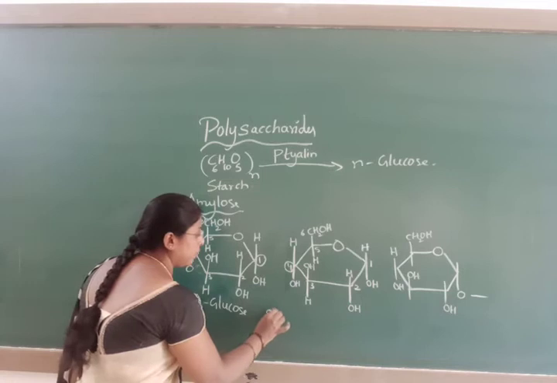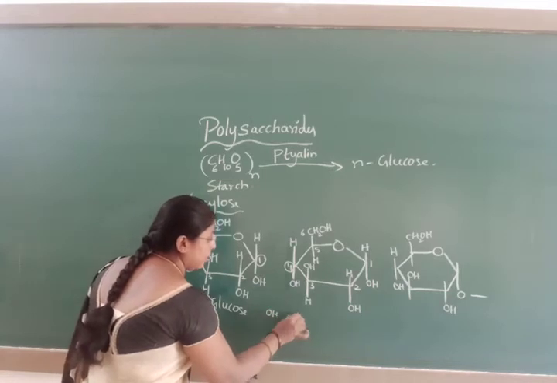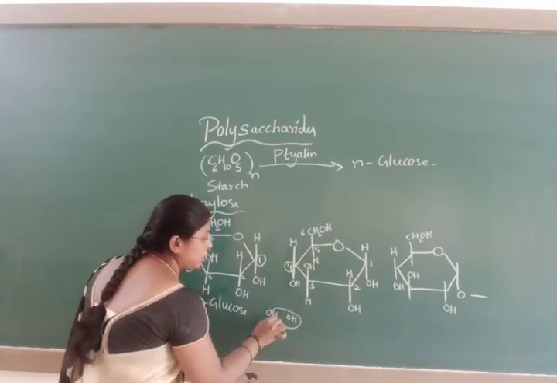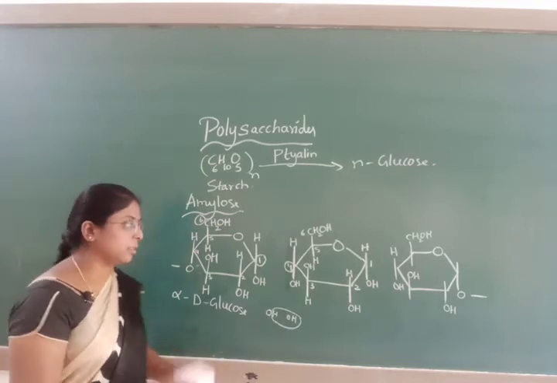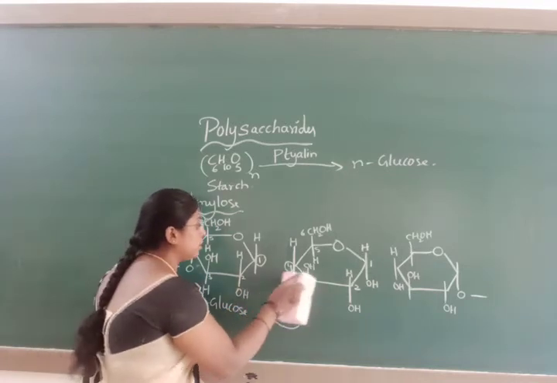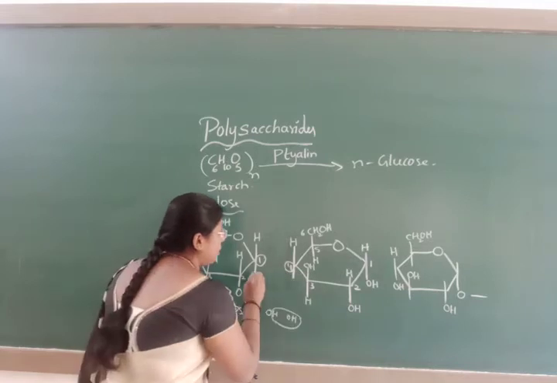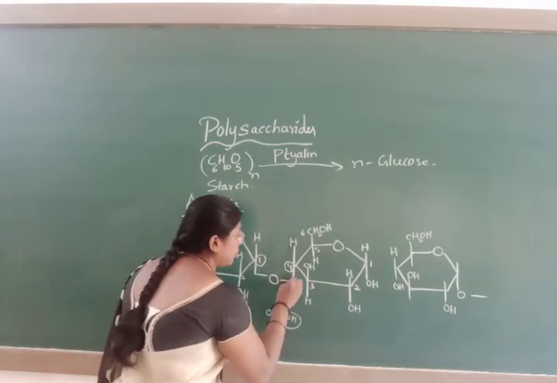OH, 2 hydroxyl groups, in which the elimination of water molecules takes place. Remaining is what? Only oxygen. So, C1, C4 alpha glycosidic linkage is obtained.